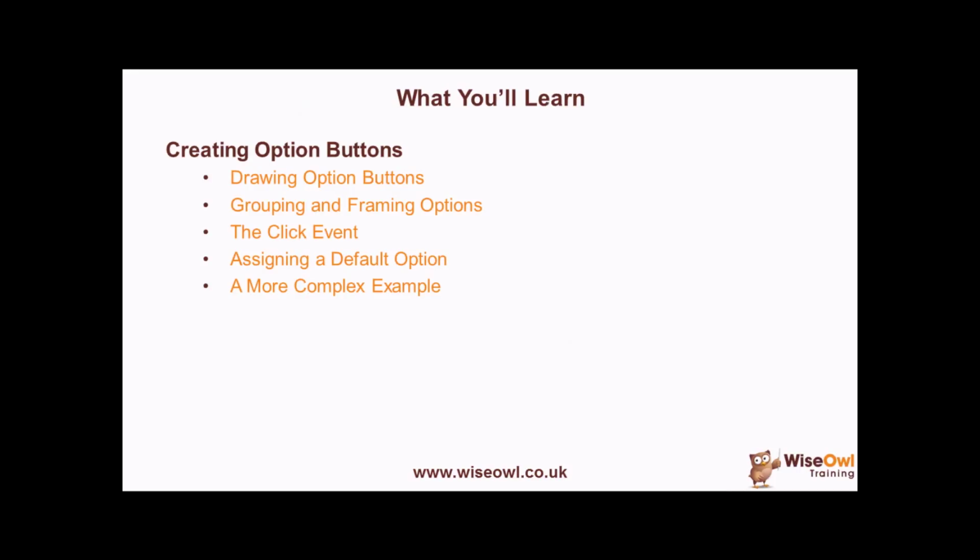We're going to start by showing you how to draw option buttons on the form, and then how you can organise them into groups by either assigning a group name to them or by drawing them inside frames. We'll talk about the click event, which is how you can detect when the option has been selected, and also how you can assign a default option to a group.